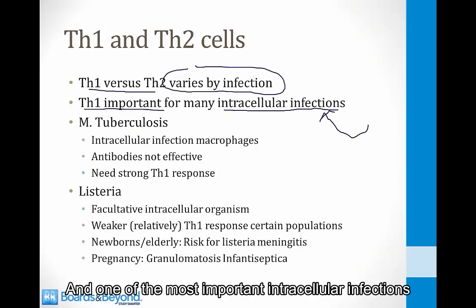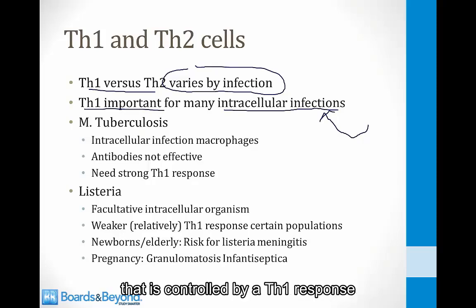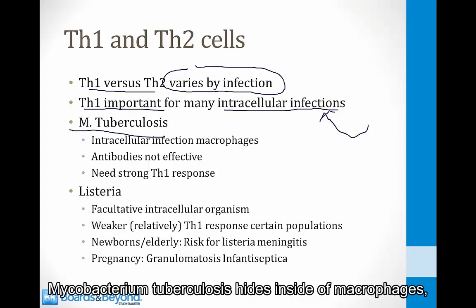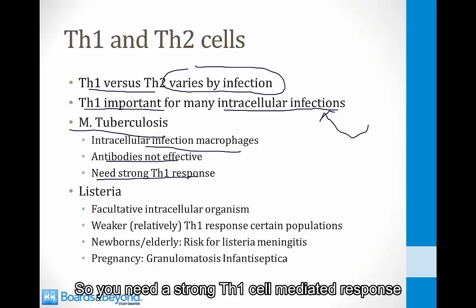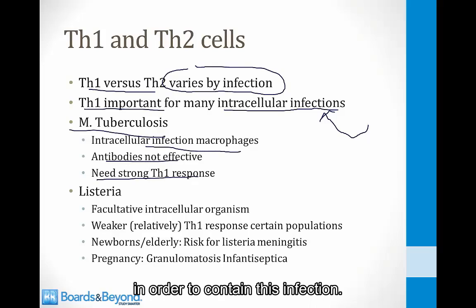And one of the most important intracellular infections that is controlled by a Th1 response is Mycobacterium tuberculosis. Mycobacterium tuberculosis hides inside of macrophages, and the antibodies can't get in there. So you need a strong Th1 cell-mediated response in order to contain this infection.